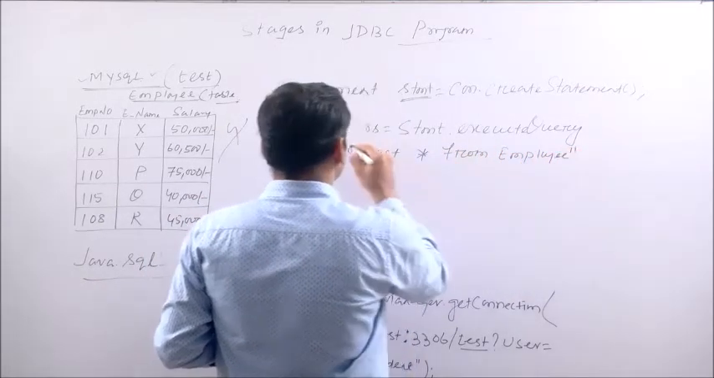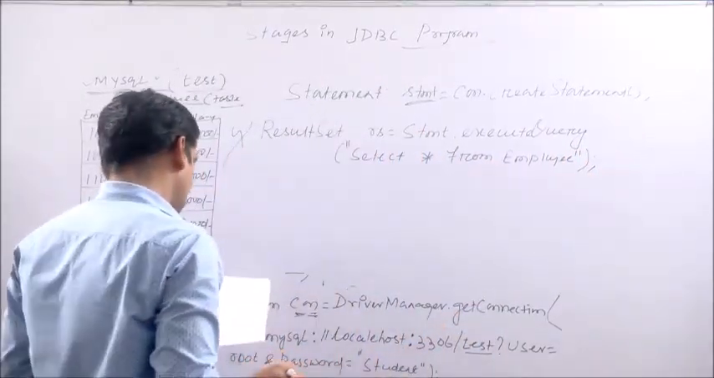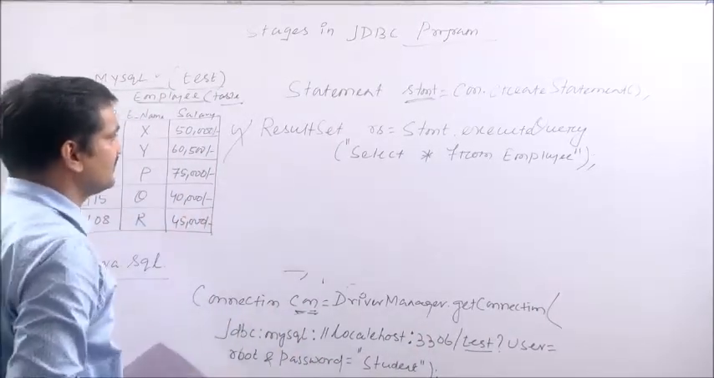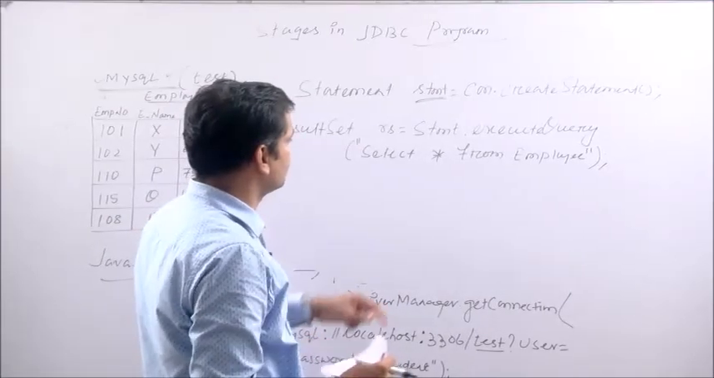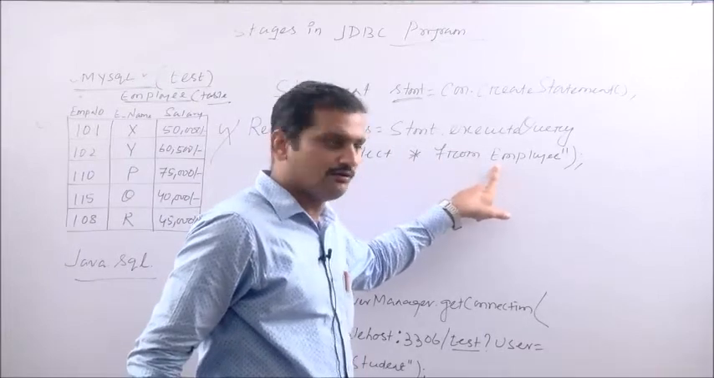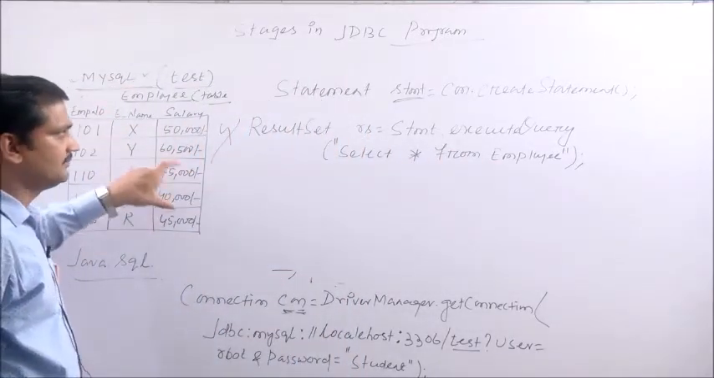We know that there is one table, employee. I have given a snapshot of this. Now I simply write a query statement. Select is a query statement. Select star from employee. That means it is going to display all the records of this table employee.